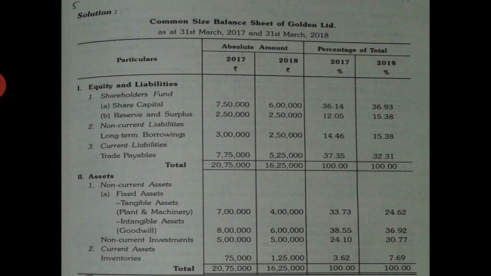On the top we write common size balance sheet of Golden Limited, the name of the firm, and for which period it is being made. So it is being made for 31st March 2017 and 31st March 2018. We are comparing. First head is share capital of previous year and current year, 7,50,000 and 6 lakhs.